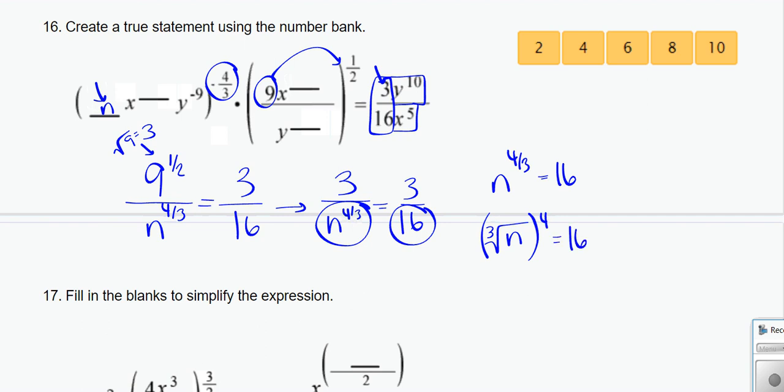Well, how do I get rid of a 4th power? Take a 4th root. Okay. That looks super complicated, but that's just to cancel out the 4th power, which means I have to take the 4th root of the other side. So the cube root of n must be equal to the 4th root of 16, which is 2. How do I get rid of the cube root? I cube it. Cube both sides, those will cancel out. You get n is equal to 8. So the number that goes in that blank is 8.